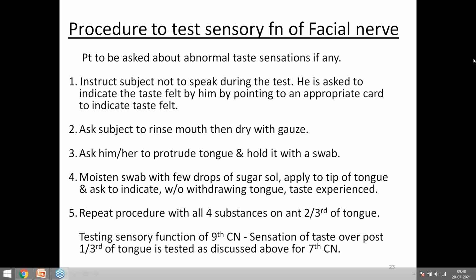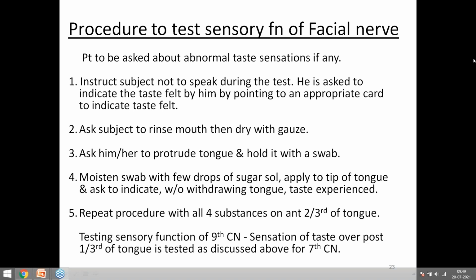So first of all, please take the history from the patient if there are any abnormal taste sensations, okay? Then instruct the subject not to speak during the test. This is an important precaution. He or she is asked to indicate the taste felt by pointing to an appropriate card to indicate the particular taste sensation. So we just talked about some indicator cards with different sensations printed on them. So the subject is not to speak, is not to withdraw his or her tongue back at any point, is simply to point or pick those pieces of paper to tell us what taste sensation is being experienced.